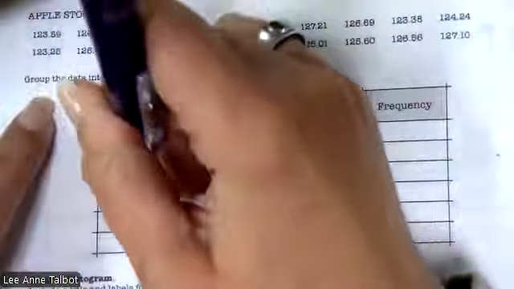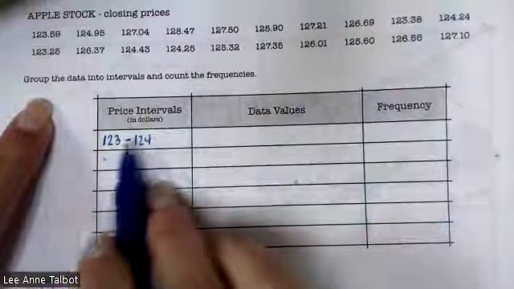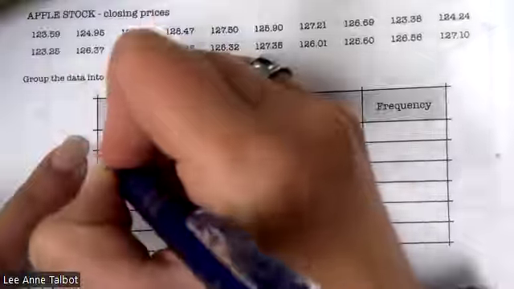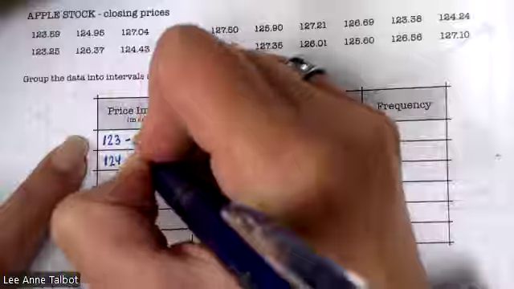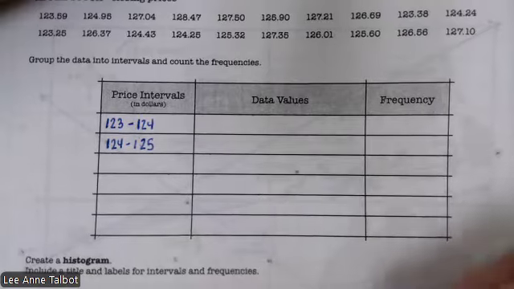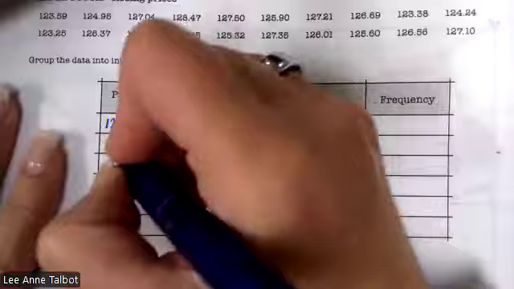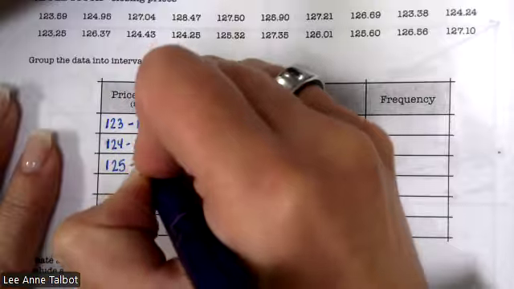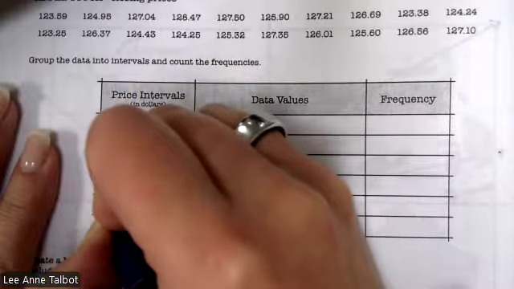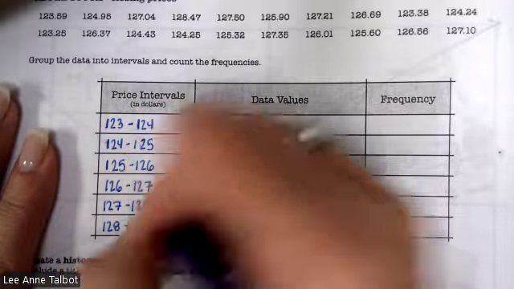And this interval is going to go from $123 to $124. So this is going to be the interval 123 to 124. This is going to be the interval 124 to 125. Okay, and then you might be thinking to yourself, oh no, 124 is in both intervals. I'll explain that in a moment. 125 to 126, 126 to 127, 127 to 128, 128 to 129.